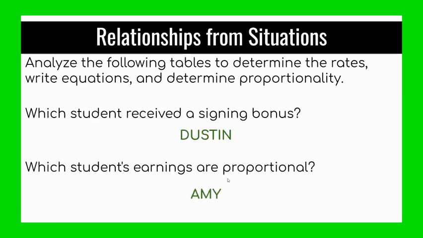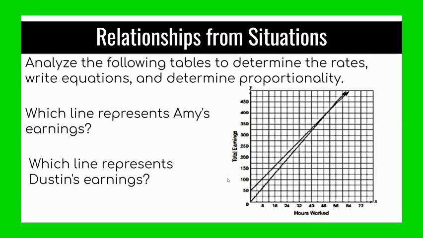Okay. Again, we have a graph here. It says which represents Amy's earnings and which represents Dustin's. Well, we already said that Amy's was proportional, so Amy's has to be the line that touches 0, 0. And Dustin's would be the line that starts at 50.